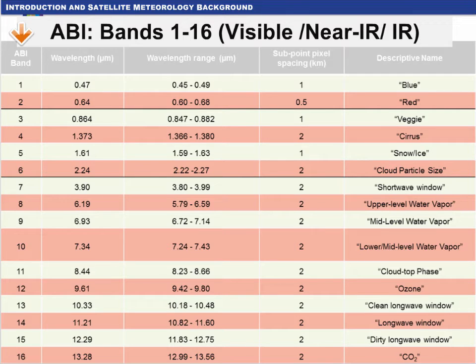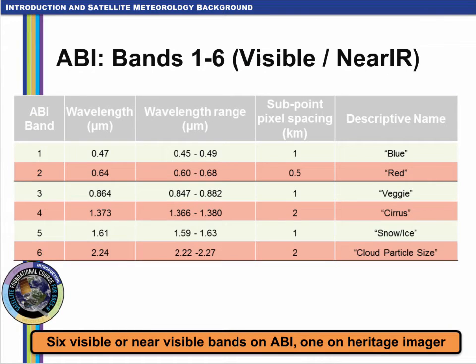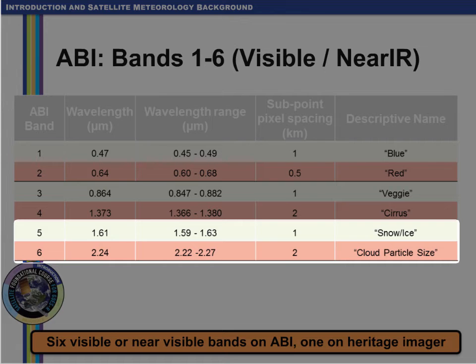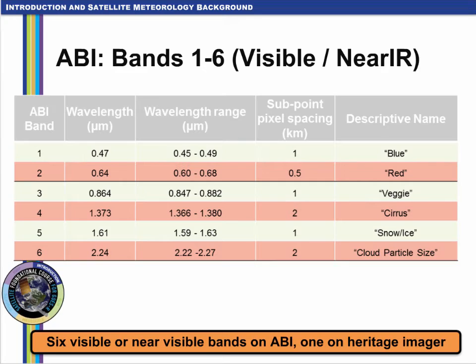This shows the 16 bands, their central wavelengths, the wavelength range, the resolution at the subsatellite point, and the band nickname. The reflective bands shown here generally have little utility at night. The exception is the 1.6 and 2.2 micron channels that can have a signal for fires and volcanoes at night.